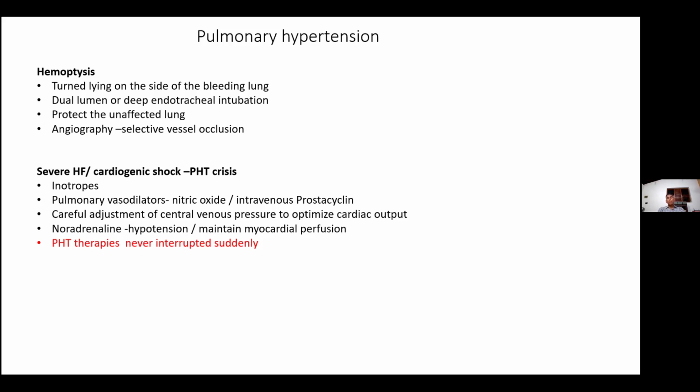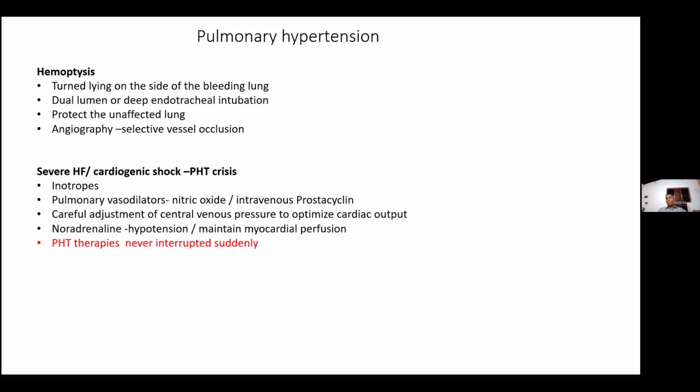And pulmonary hypertension can cause severe heart failure or cardiogenic shock, which is called pulmonary hypertensive crisis, which is a very, very important emergency. So you need to maintain the blood pressure. Right side pressures are going up, so you have to improve the contractility of the left side to counteract the increased right side pressure. So you have to start them on inotropes.